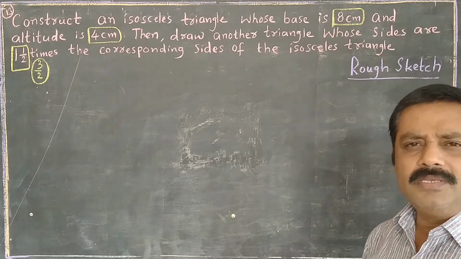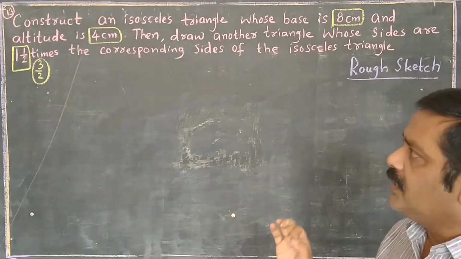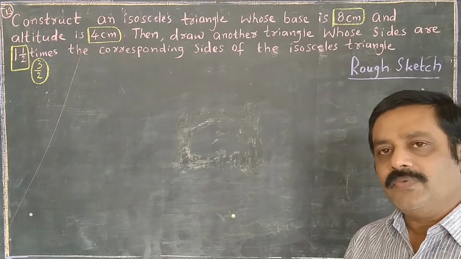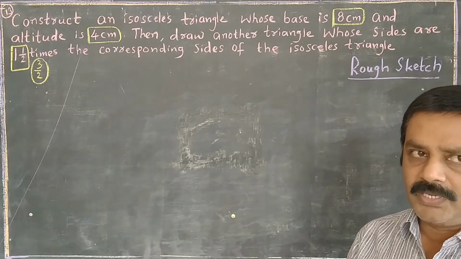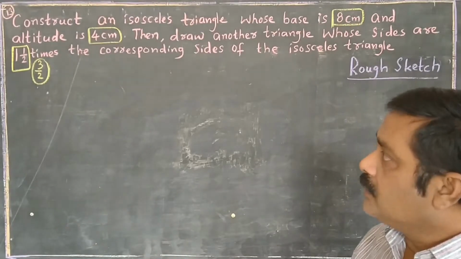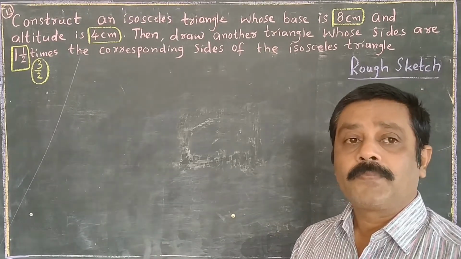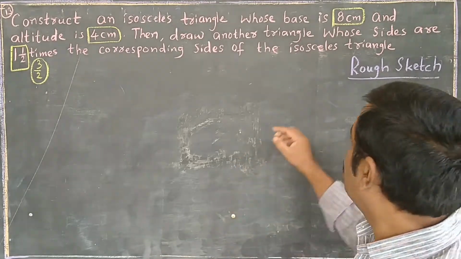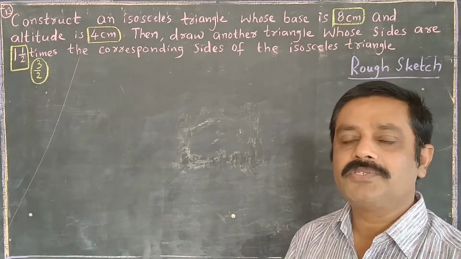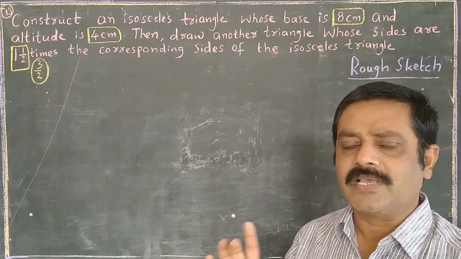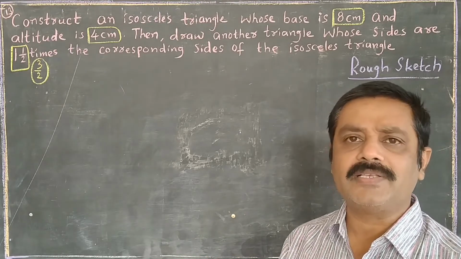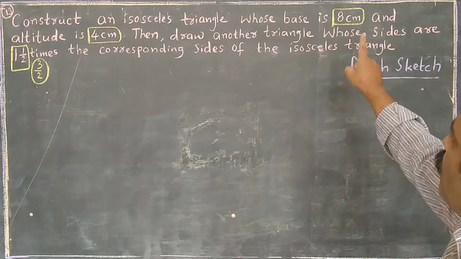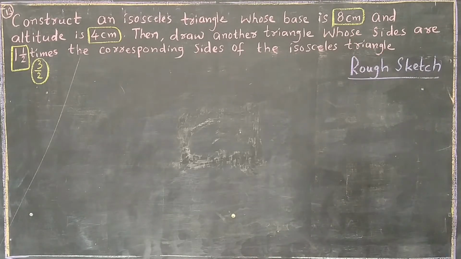Now this question is like the 11th and 12th questions. For the 11th question, we constructed similar triangles with scale factor 5 by 3, and for the 12th question, 2 by 3. In the 11th question, the triangle dimensions were not given, but in the 12th question, the dimensions 4, 5, 6 were given. In this question, only the base, 8 centimeters, and the altitude, 4 centimeters, are given.